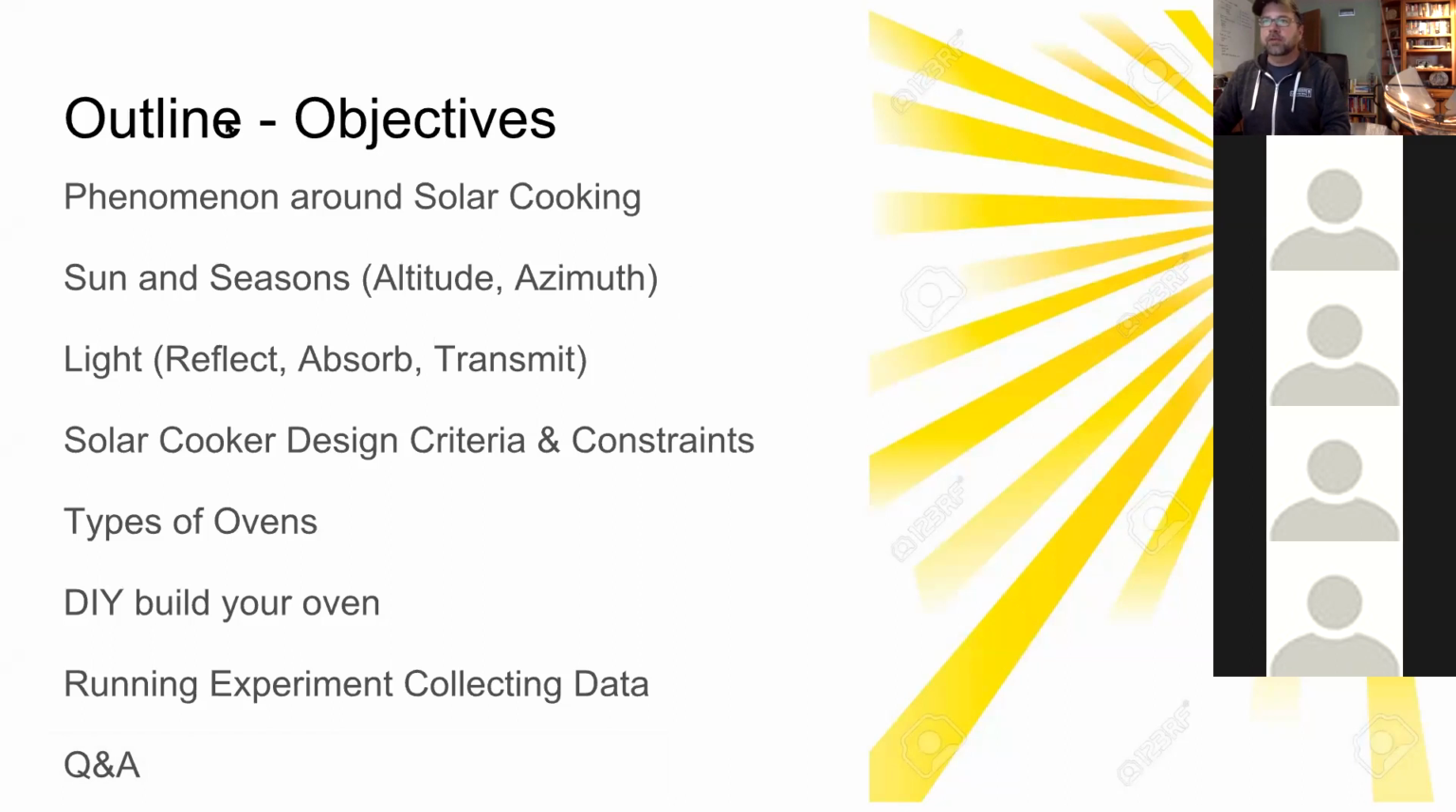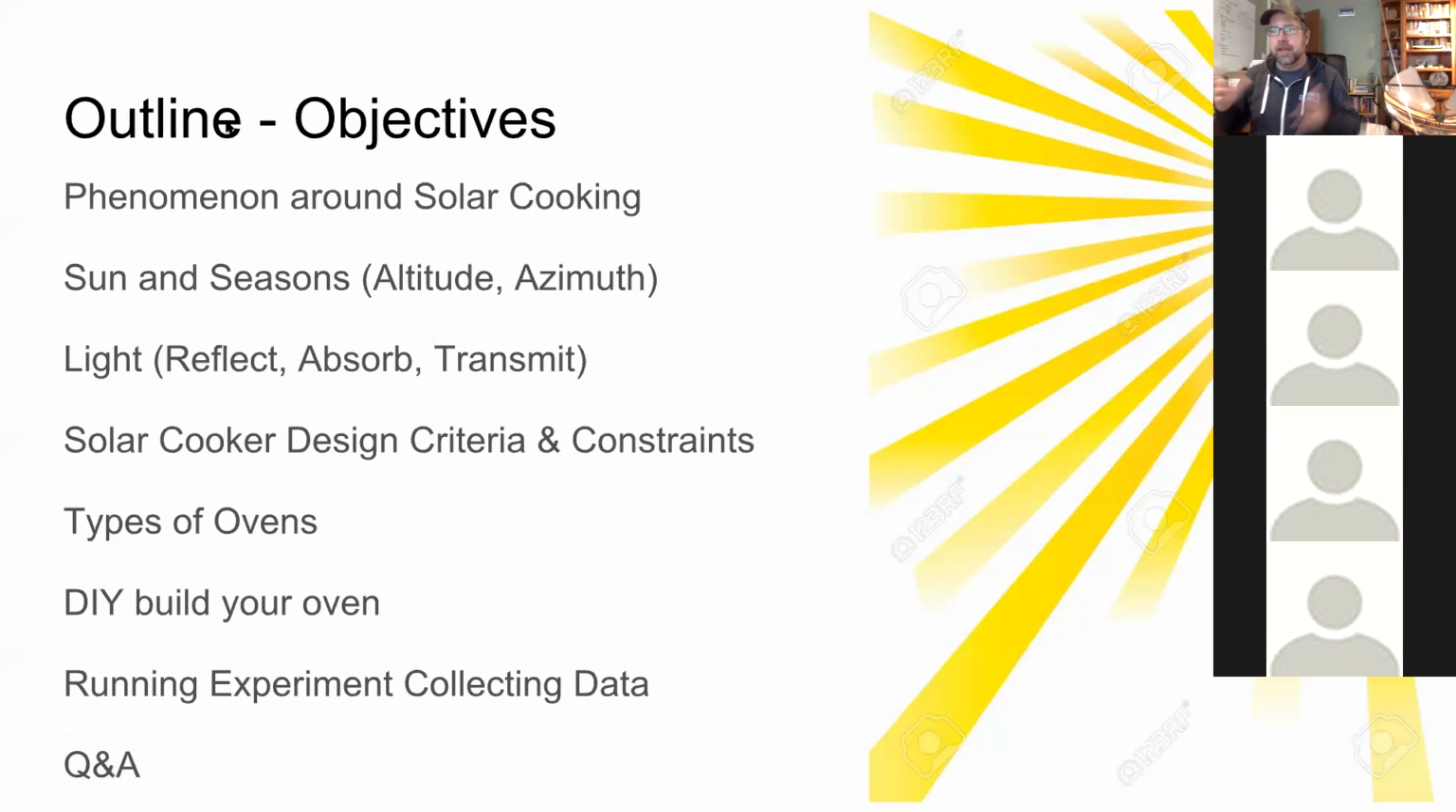Okay, so today we're going to quickly go over some phenomenon around solar cooking. We'll talk about sun and seasons, light, solar cooking design criteria and constraints. We'll look at some of the ovens that are out there on the market from a commercial standpoint. And then we'll talk about building our own oven and then running this experiment.